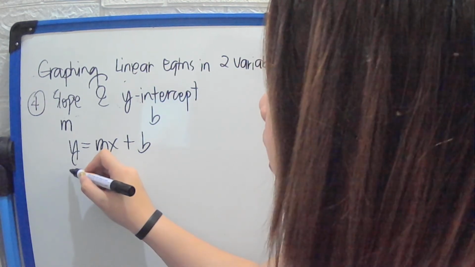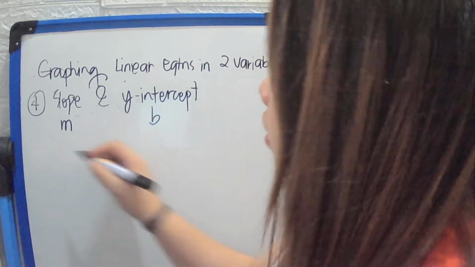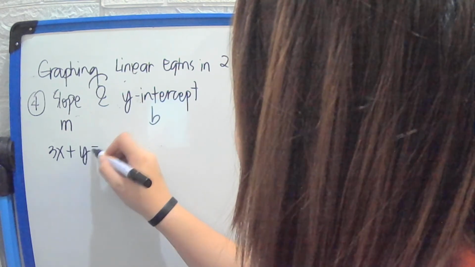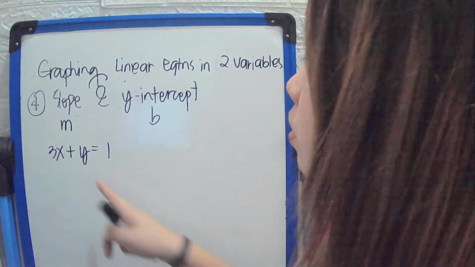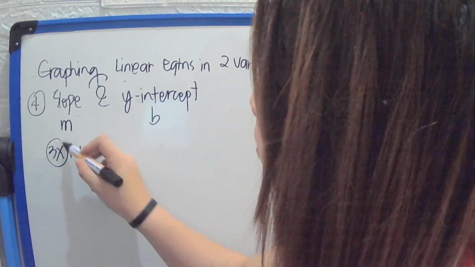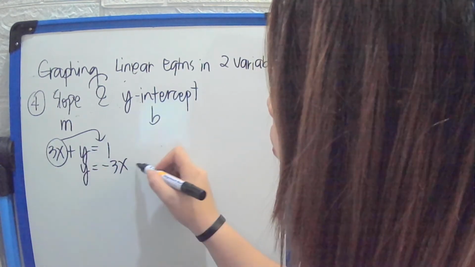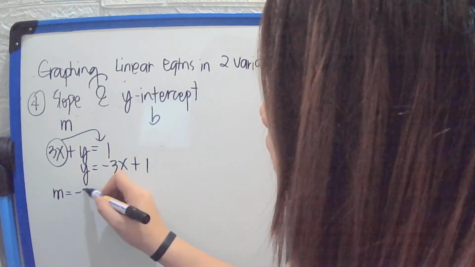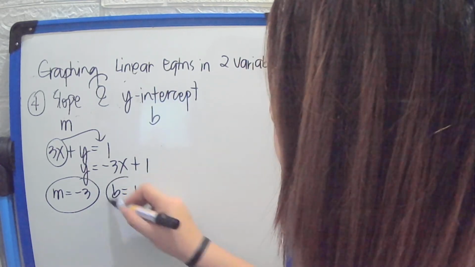So for example, you are given, let's say, 3x plus y is equal to 1. So what you're going to do is to make this in slope-intercept form. So you will transpose this to the right. So that will be y is equal to negative 3x. The sign will change. Then positive 1. So plus 1. In here, your slope is negative 3, the number before x. And then your y-intercept is positive 1.